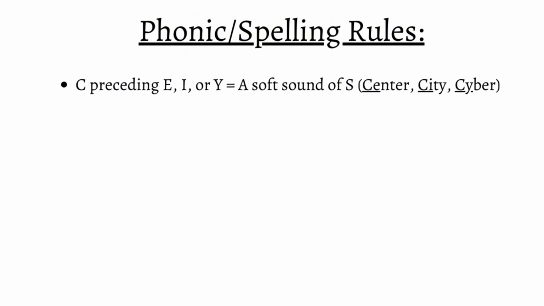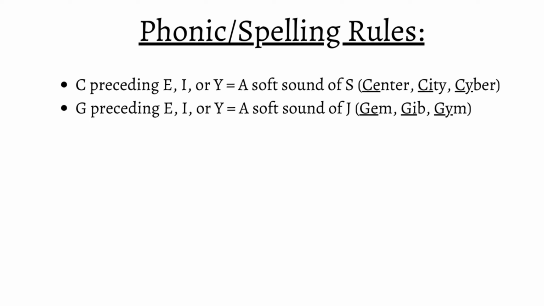For example, if the letter C precedes E, I, or Y, the sound of C will have the soft sound of S, as in center, city, and cyber. Using any other letter, C will usually sound like the K sound. The same applies to the letter G. When it precedes E, I, or Y, it will have the soft sound of J, as in gem, gym, and gentle. In any other case, G will usually sound like G.